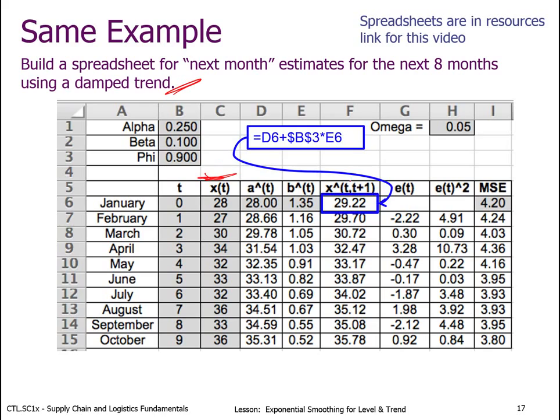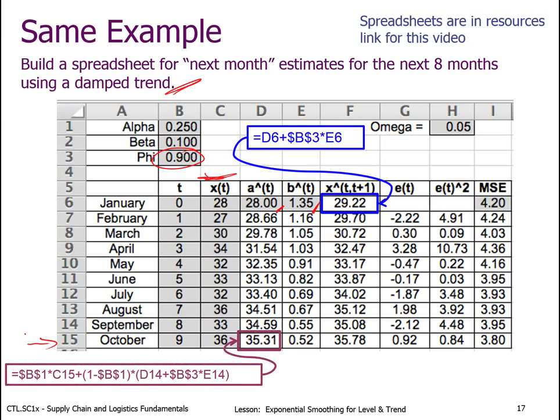Well, my forecast sitting in time t for time t plus 1, so again it's the next period forecast, is simply again going to be this a term, D6, plus beta, or B3, which is my phi term. That's what's sitting here in cell B3, times my most recent estimate of the level. So let's look at the very last observation. Let's look down here at row 15 for October, and see if we can understand what we're doing here.